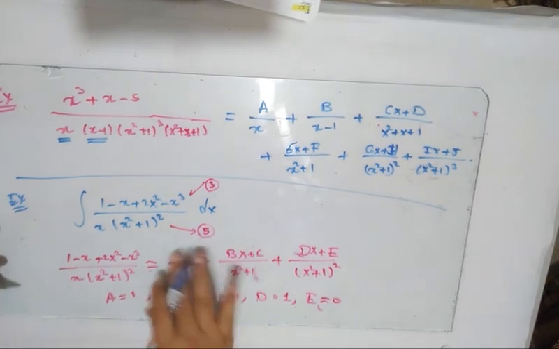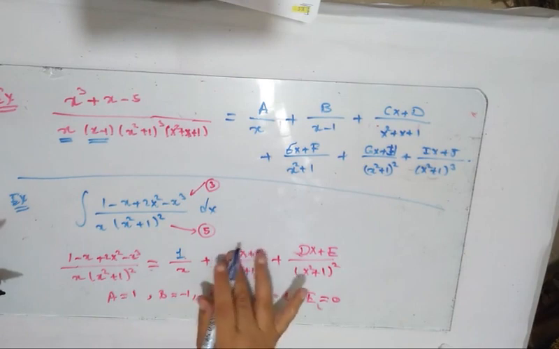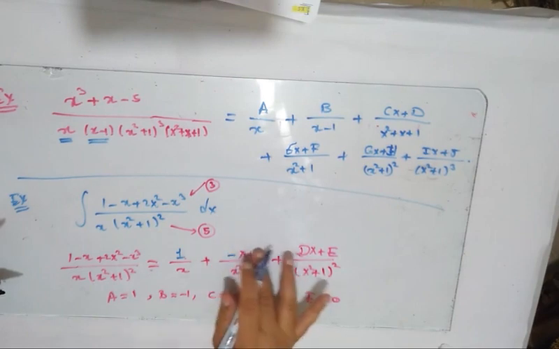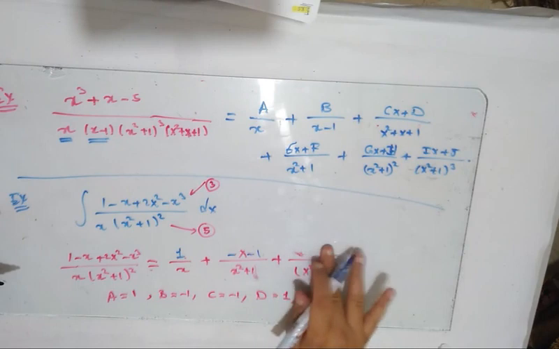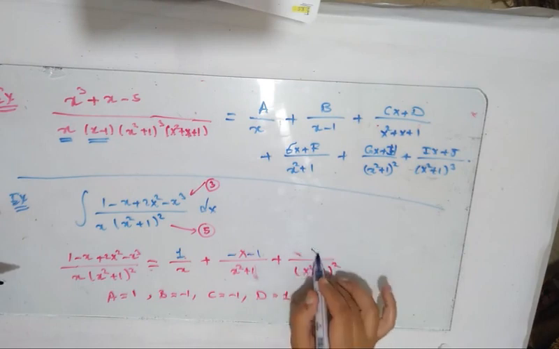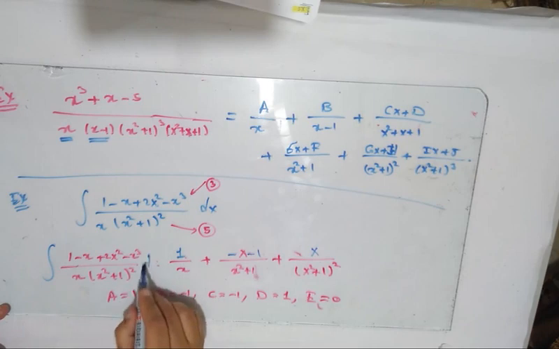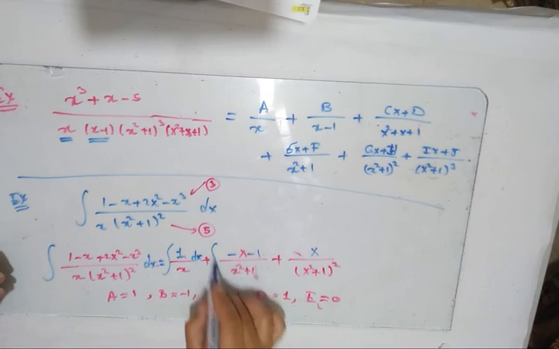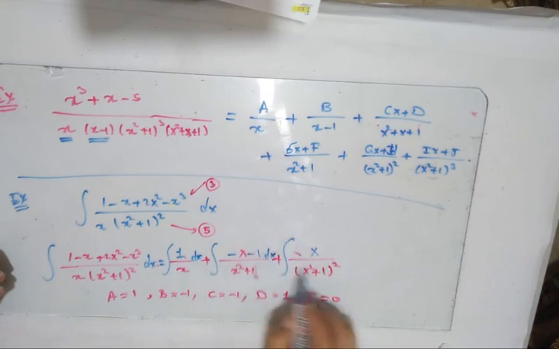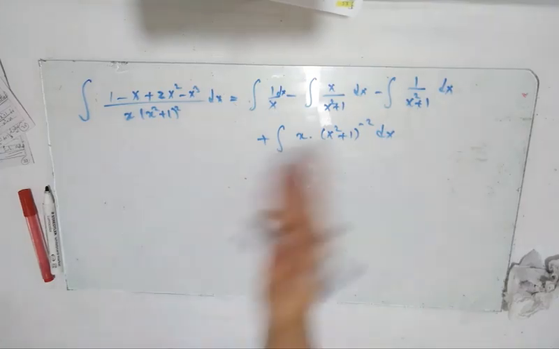So A is 1, and B is -1, so this is negative, and C also is -1, and D is 1, and E is 0, so here you have just x. And then you want to integrate this one, which is also easy. So you integrate with respect to x: you have to integrate 1 over x, which is easy, and then you have to integrate this one, which is not hard, and this one also, which is easy. Our integral is reduced to these integrals.